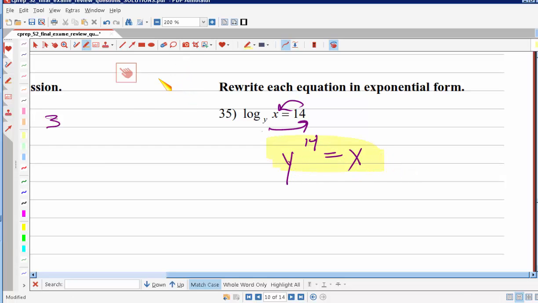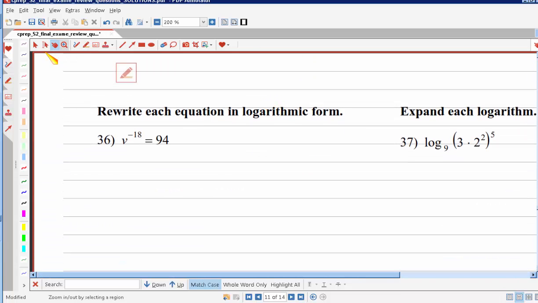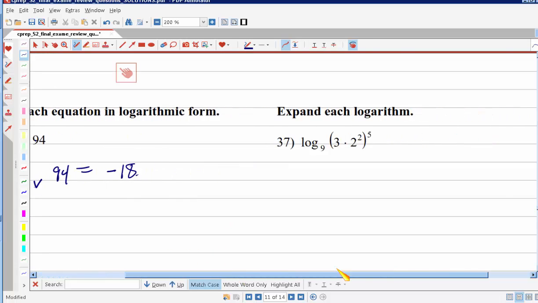Okay, so that's 35. Rewrite it in logarithmic form. Okay, so I know my base is going to be v. The exponent is going to be there, and then this is going to be, so I would have v to the negative 18th equals 94, and that's correct.